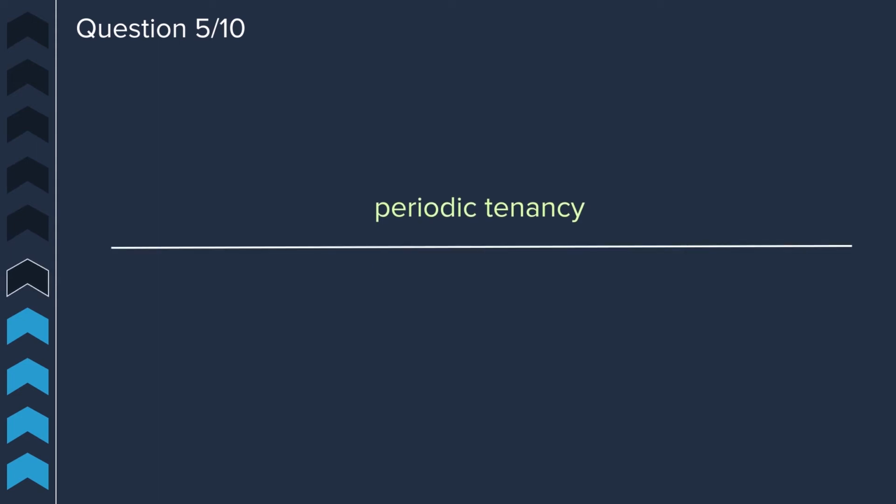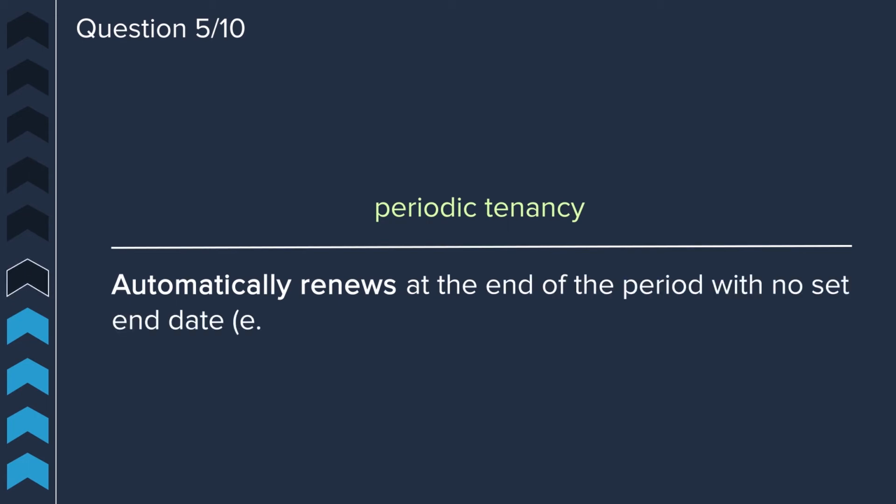Question five, what is a periodic tenancy? A periodic tenancy is one that automatically renews at the end of the period with no set end date, for example, a month-to-month lease.